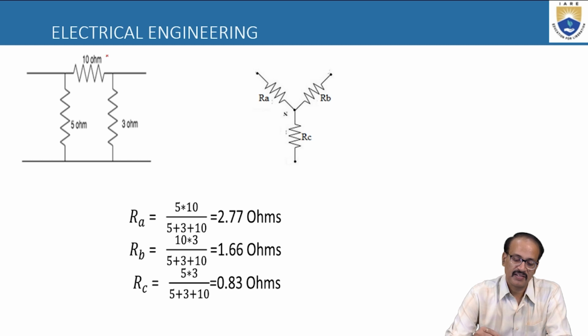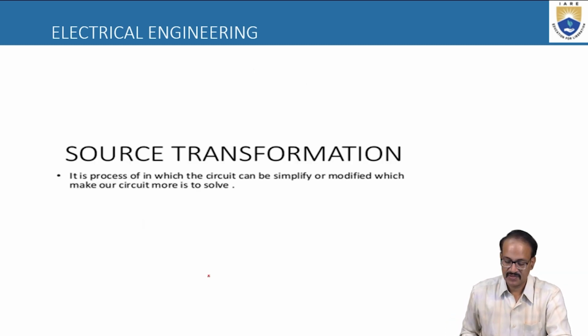So that is delta. We have assumed this as A, B and C. For the point A, 10 into 5 by 5 plus 3 plus 10. For the point B, 10 into 3 by 5 plus 3 plus 10. And point C, 5 into 3 by 5 plus 3 plus 10.